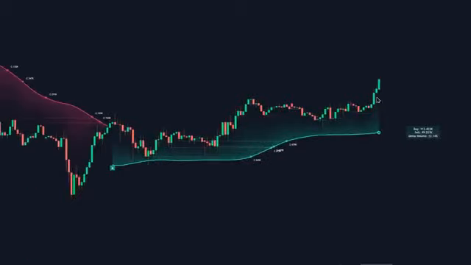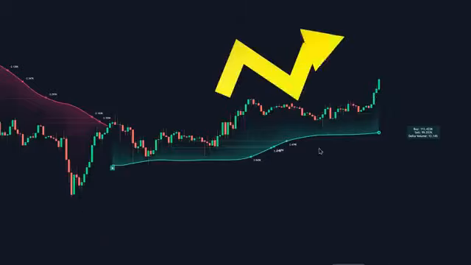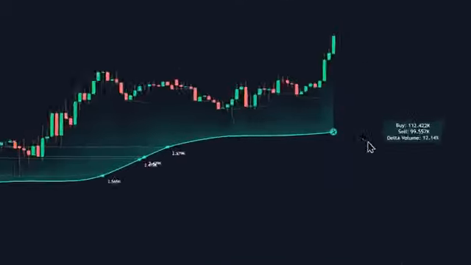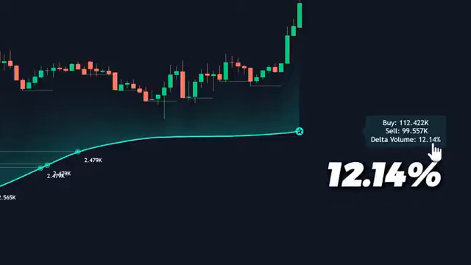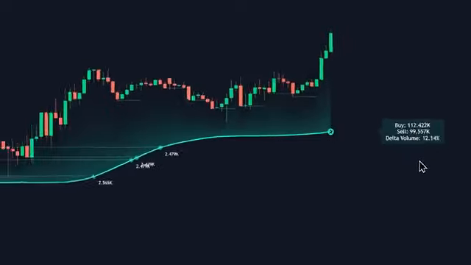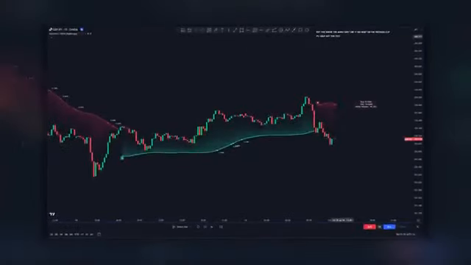Now here, we have what I would call a moderate trend. As you can see, the trend is still bullish because the candles are going higher and higher. Looking at the delta volume, you can see it's only 12.14%. This means the amount of buy volume and sell volume were almost equal. A trend like this will most likely result in trades taking longer to conclude, and overall, you're probably gonna lose more than you win, because the market can shift to ranging at any moment, like it did here.